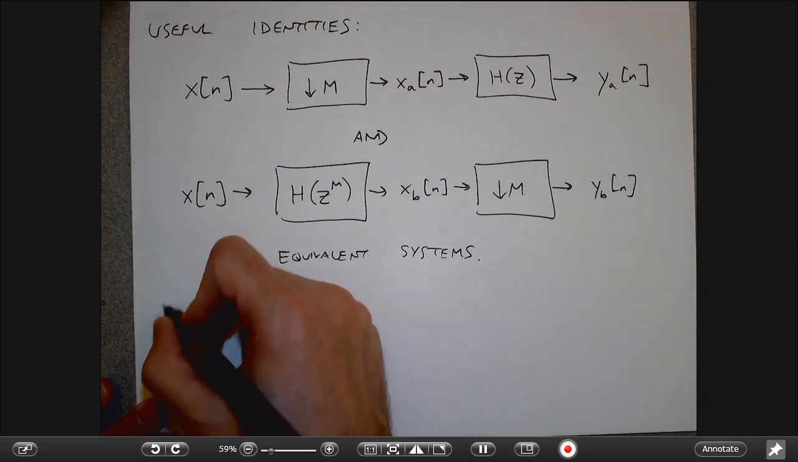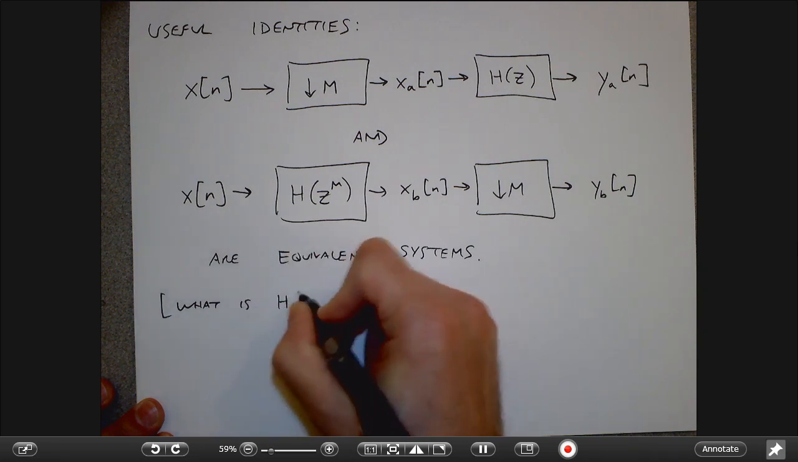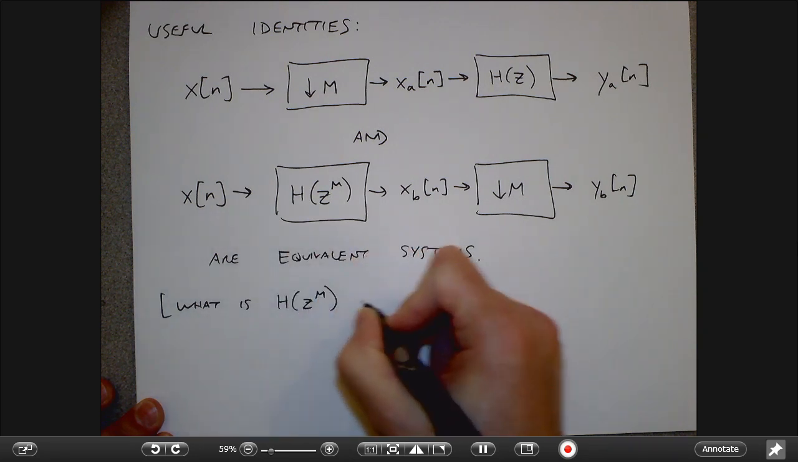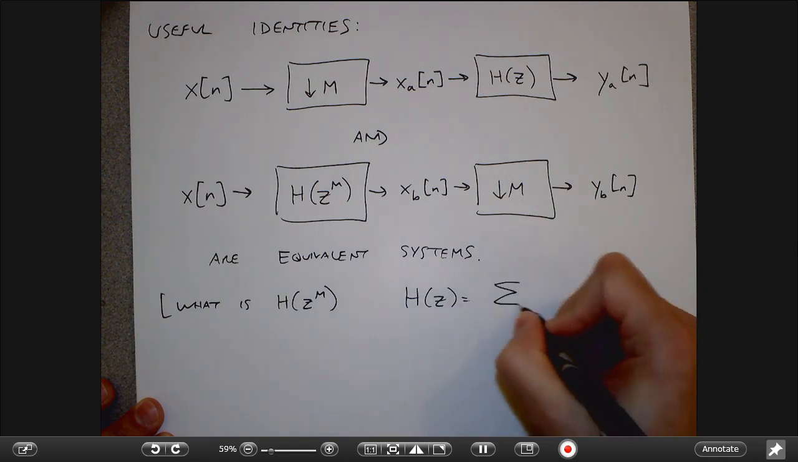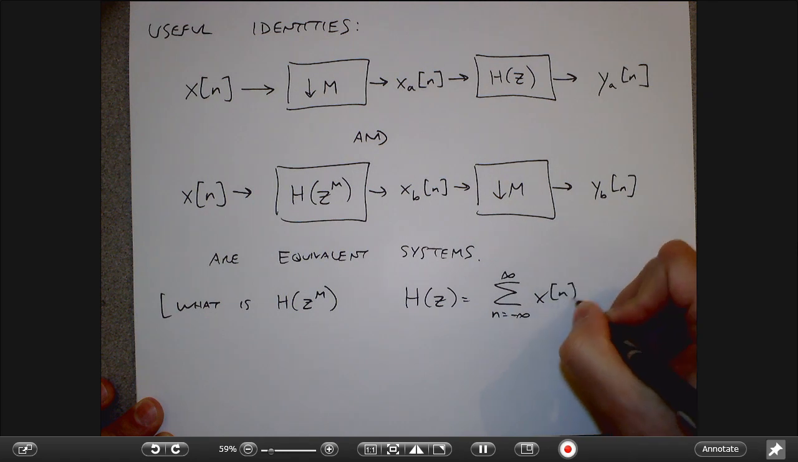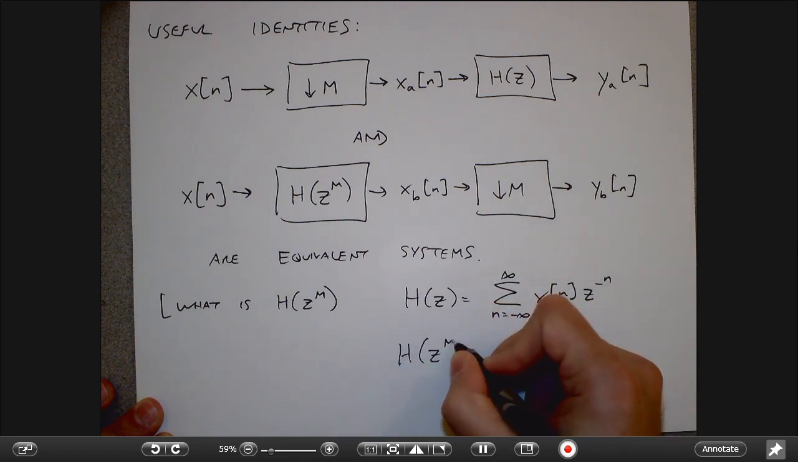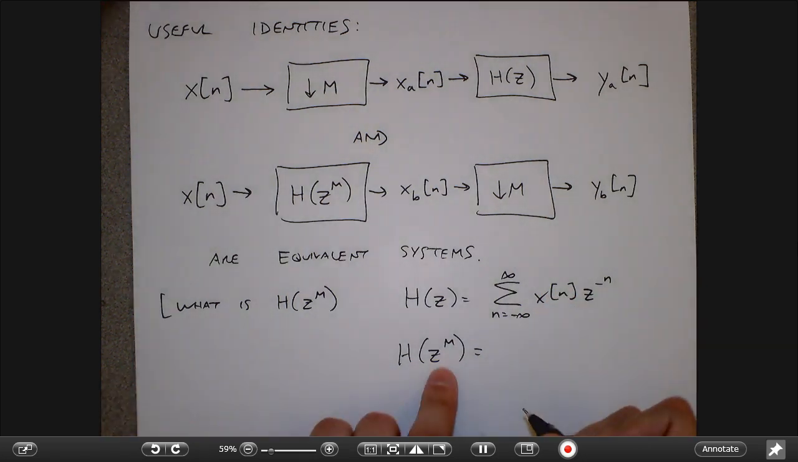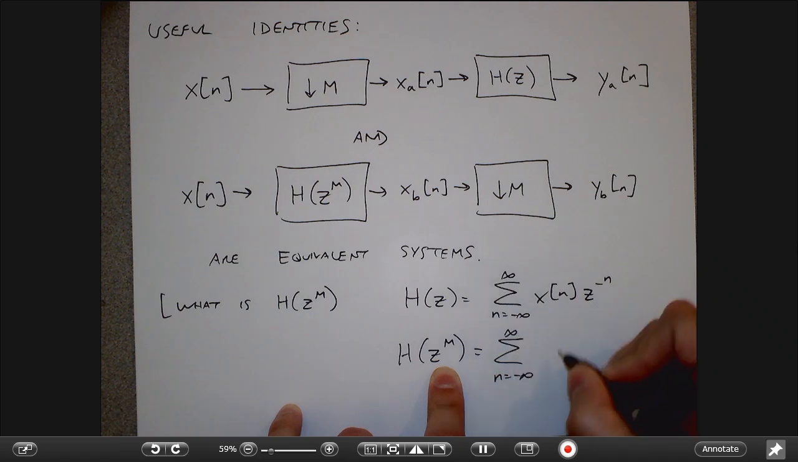So let's just make a quick note. What is H of z to the M power? Remember that H of z is equal to the z transform of the original signal, right? And so H of z to the M is just what I get by plugging in z to the M into this formula. I guess these should be H's.